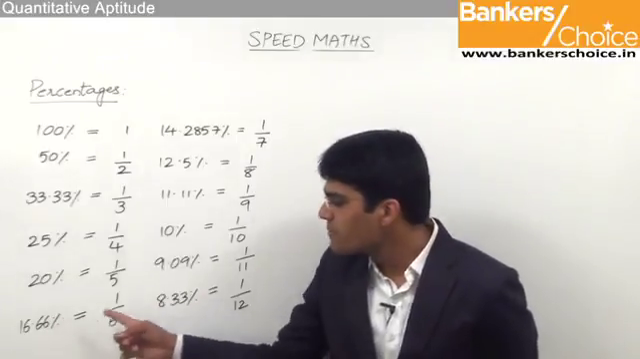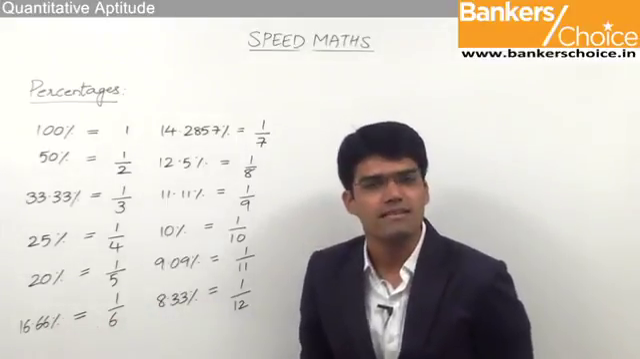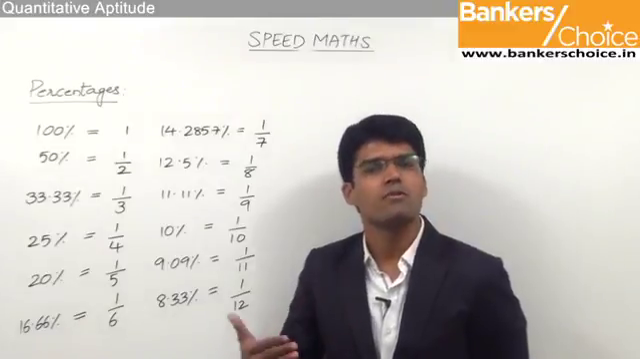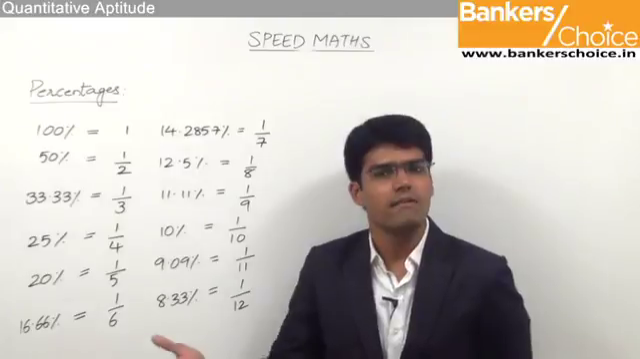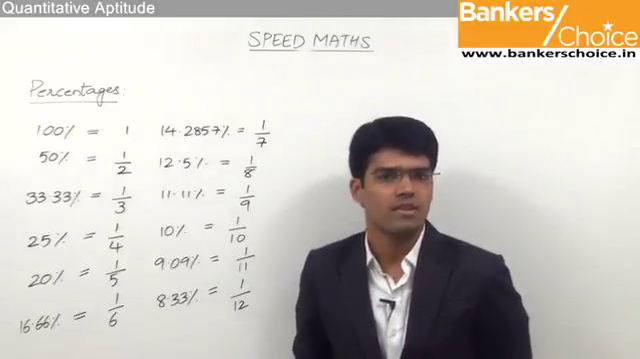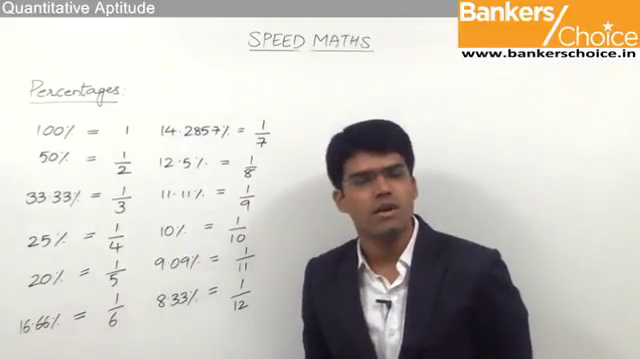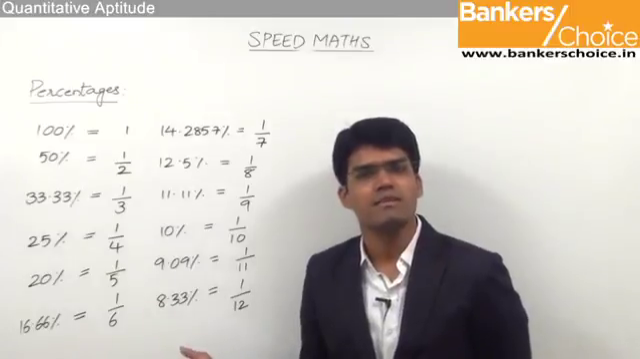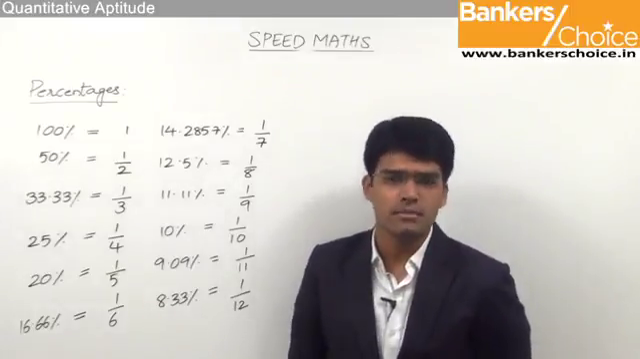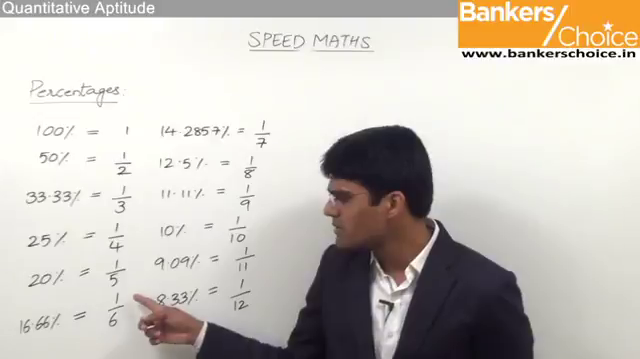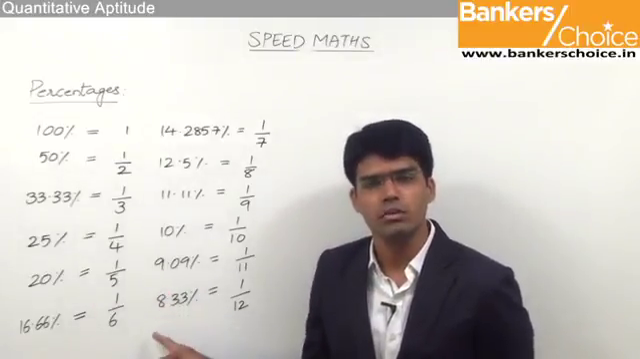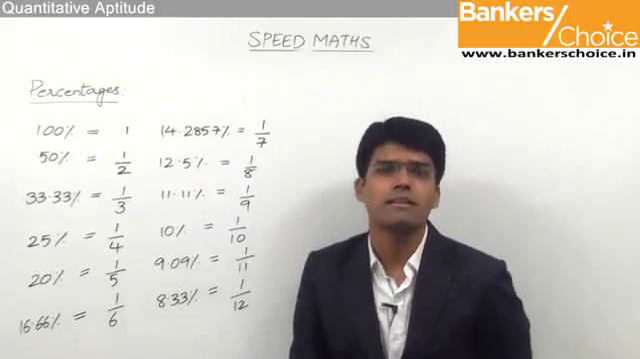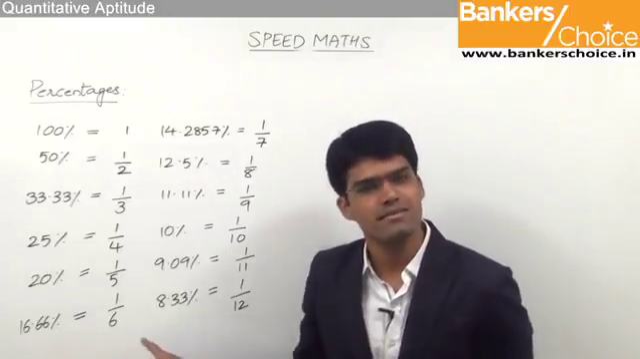Likewise, 16.66% equals 1 by 6. We know what is 1 by 6. Find out 2 by 6, 3 by 6, 4 by 6, 5 by 6, 6 by 6. And find out what are these percentages. So 16.66% equals 1 by 6. If I multiply both the sides by 2, we get 33.33%. So 33.33% should be 1 by 6 into 2. Why? Because that's multiplication with 2. 1 by 6 into 2 is 2 by 6 or 1 by 3. So 33.33% is 1 by 3.